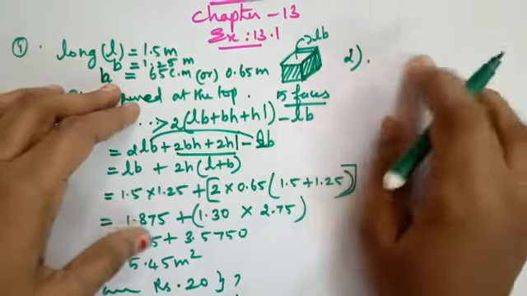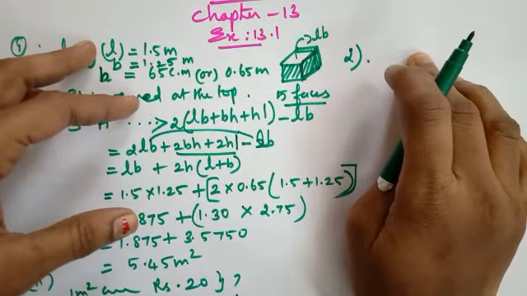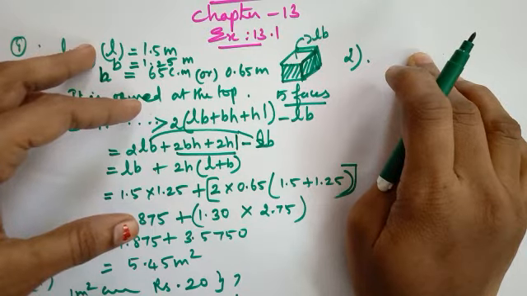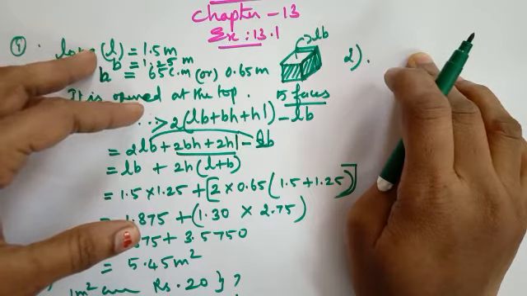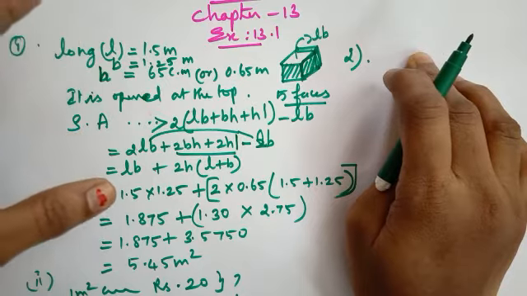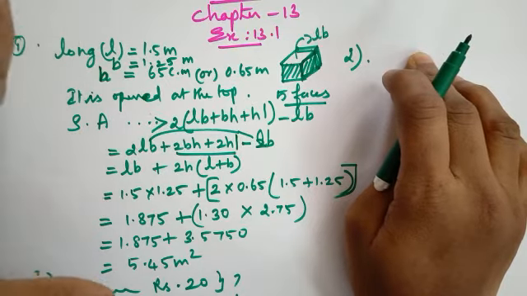The second question is also the same. The length, breadth and height of a room are 5 meter, 4 meter and 3 meter respectively. Find the cost of whitewashing the walls of the room and the ceiling also, at the rate of rupees 7.50 per meter square.